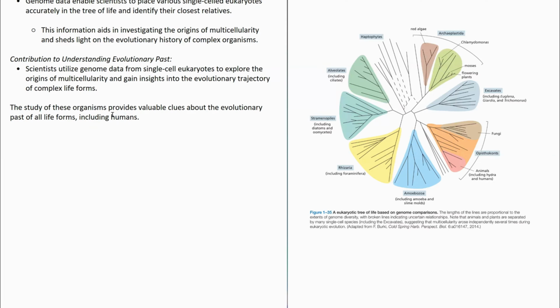To conclude this section, and I apologize for the bell: the study of single-celled eukaryotes provides valuable clues on the evolutionary past of all life forms, including humans.